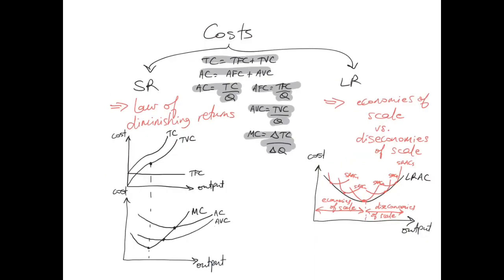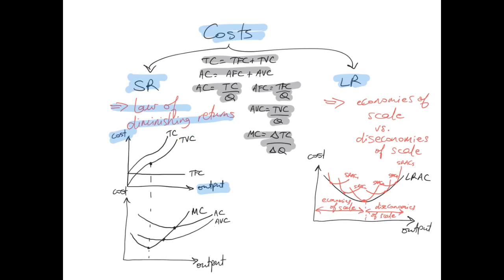All right, so this brings us to costs. Costs, like production, are analyzed in the short run versus the long run. In the short run, like production, we analyze them using the law of diminishing returns. Here, output is on the x-axis and cost is on the y-axis. So the total variable cost curve is actually sort of the opposite of the total product curve.